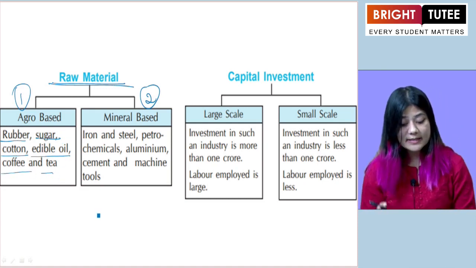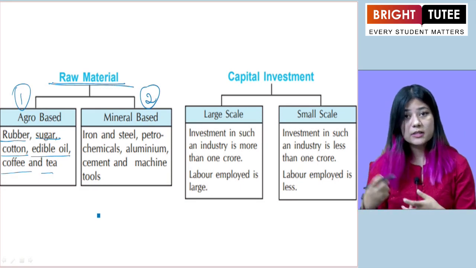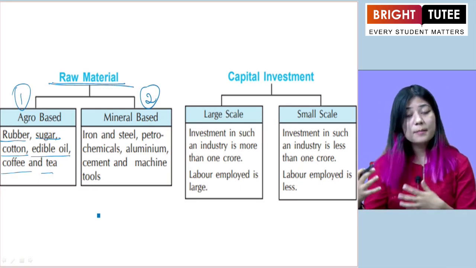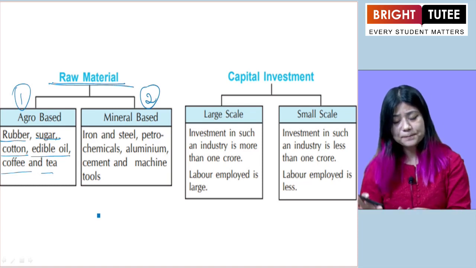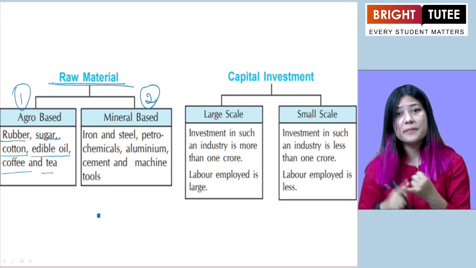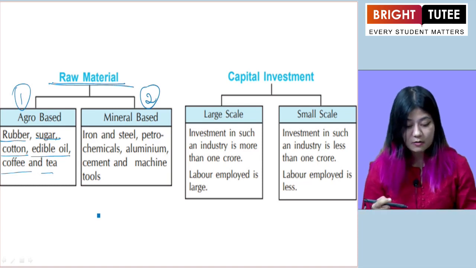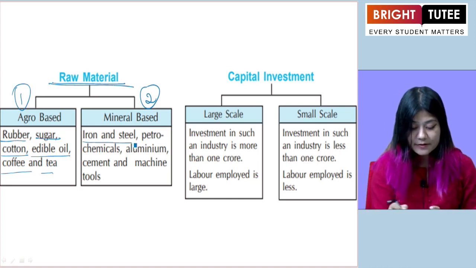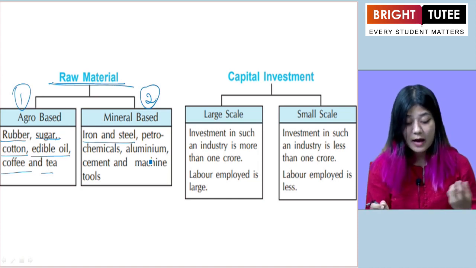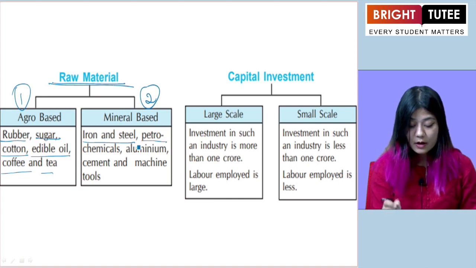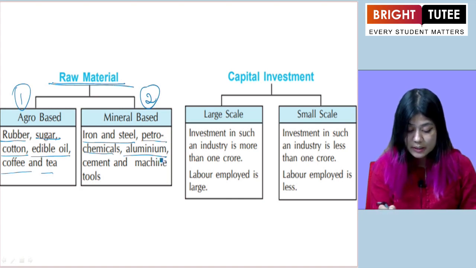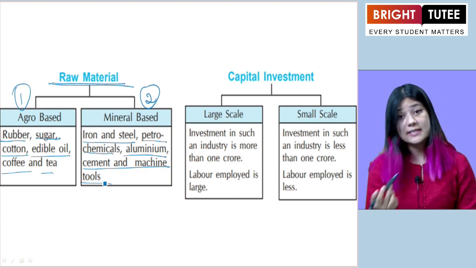In the mineral-based industries, the raw materials used come from the natural environment, which are minerals, metals, etc. So they are iron and steel, the iron ore, petrochemicals, aluminium, cement, machine tools, etc.